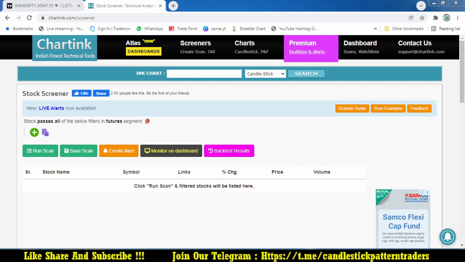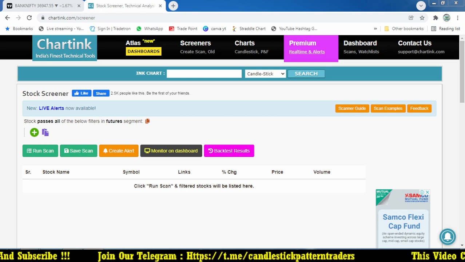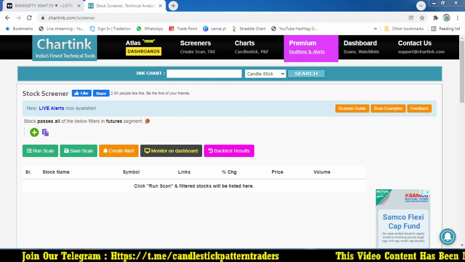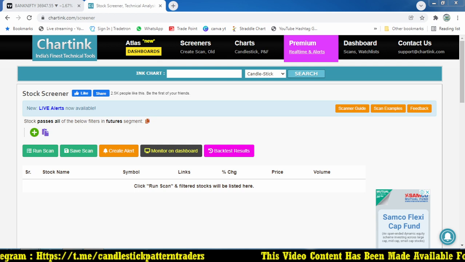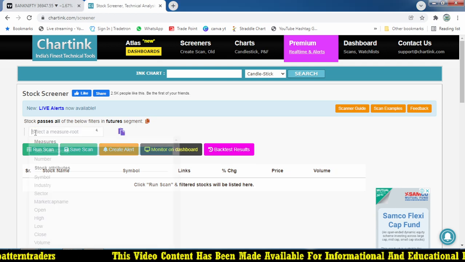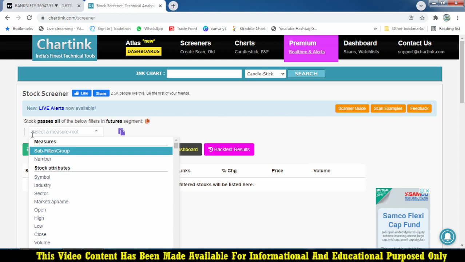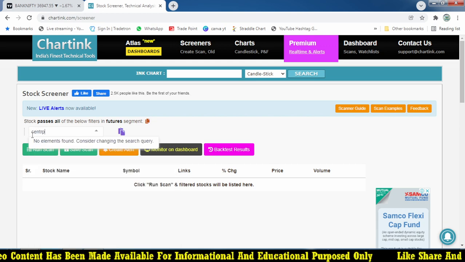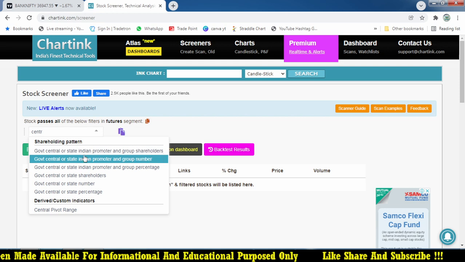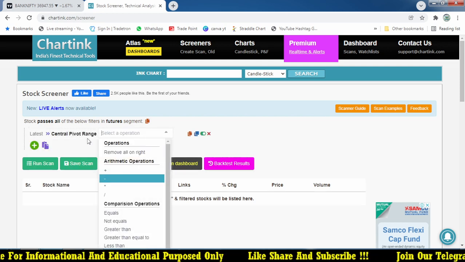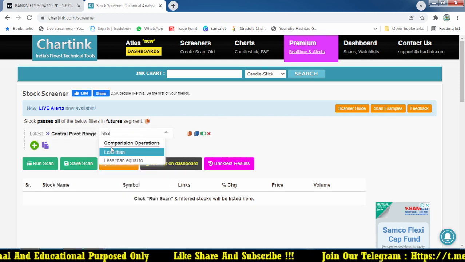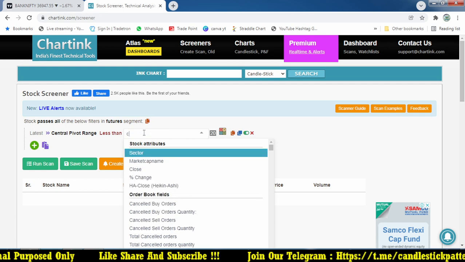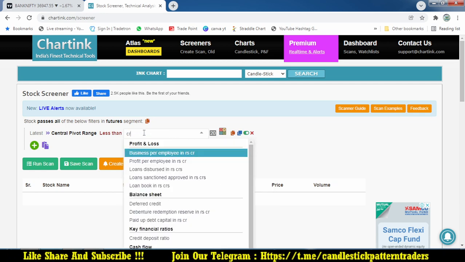Right, so the main concept is to find out the stock which is bullish or bearish based on the CPR that I'm going to create here. Again, another indicator which I'm going to create right now. The stock whose central pivot range is completely below the previous day's range. The latest CPR is less than the previous day CPR. That is, the central pivot range of 1 day ago.